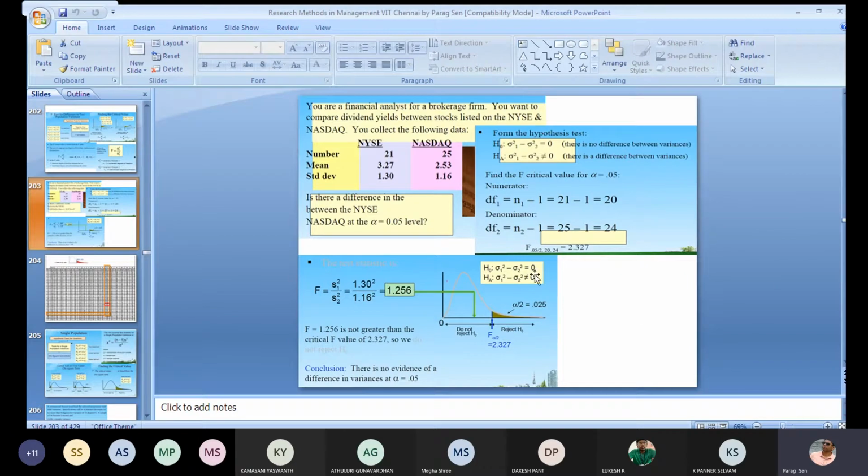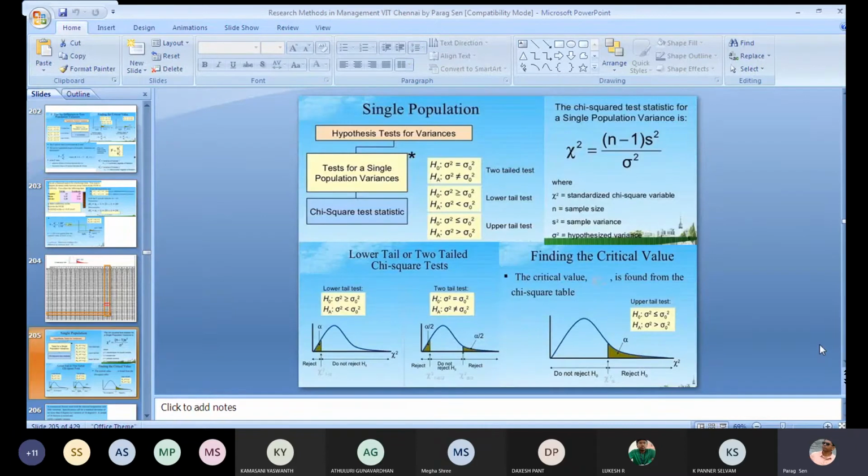So you are not confident enough to propose to accept your alternative hypothesis. Okay. So this is actually the thing that you will be getting from this result.